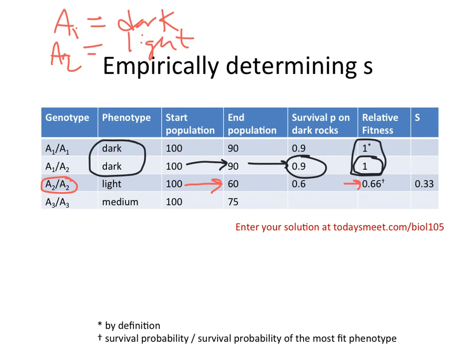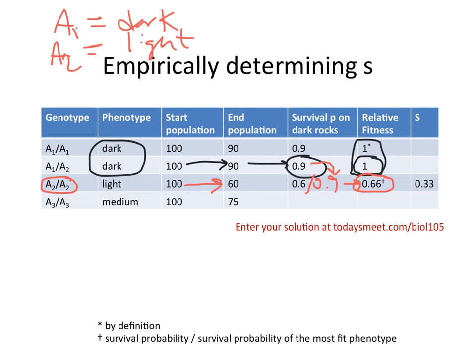This 2/3 value, the relative fitness, so how fit is light coat relative to dark coat, implies what sort of calculation? Addition, subtraction, multiplication, division? 1 minus 0.6? So we actually, it's a ratio. It's like fractions. Yeah. So you divide the survival probability of a light coat on dark rocks by the probability of survival of the dark coat on the dark rocks. So 0.6 divided by 0.9. And that's how you arrive at the relative fitness.